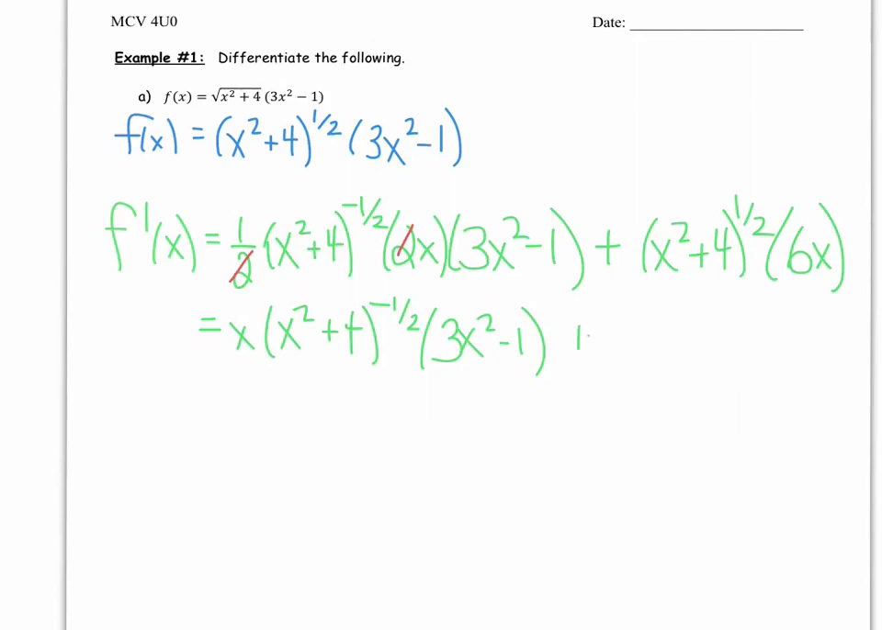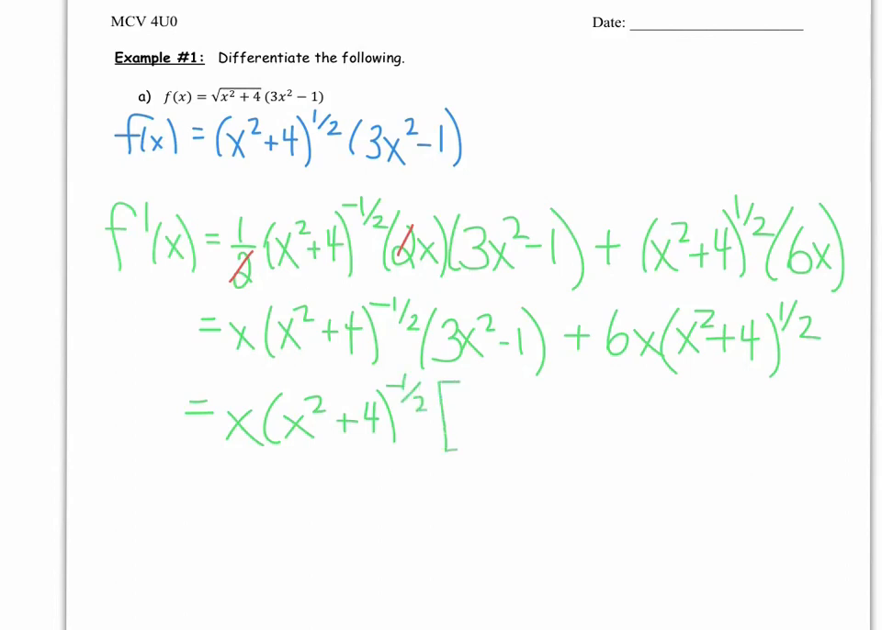And then our second term, we have our 6x times x squared plus 4 to the 1/2. So now we're going to common factor between the two terms. You can see that both of them have an x, and both of them will have an x squared plus 4 to the negative a half, like we just practiced. Open up your square bracket. What's left over? We have just our 3x squared minus 1, and then we're going to add our 6.